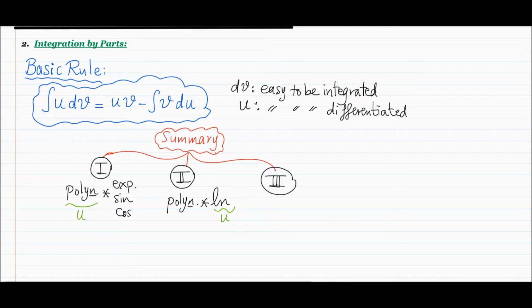The third group of this technique will be if you have an exponential function multiplied by sine and or cosine. In this group, it does not matter to select the exponential as u or sine or cosine, since both of them will not vanish like the polynomial in the first group.